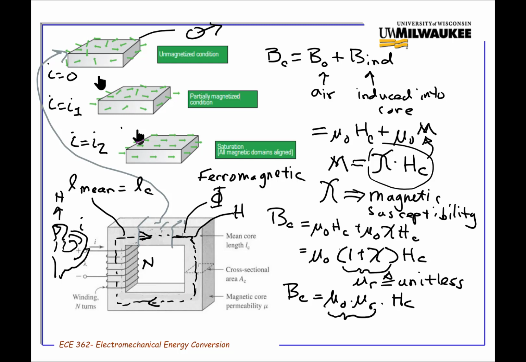Typically, we also would combine these and just call that mu. So if I drop the subscript C, this is the way you'll typically see this written: B is equal to mu times H. Just give me a minute. I'm going to clean this up quickly.